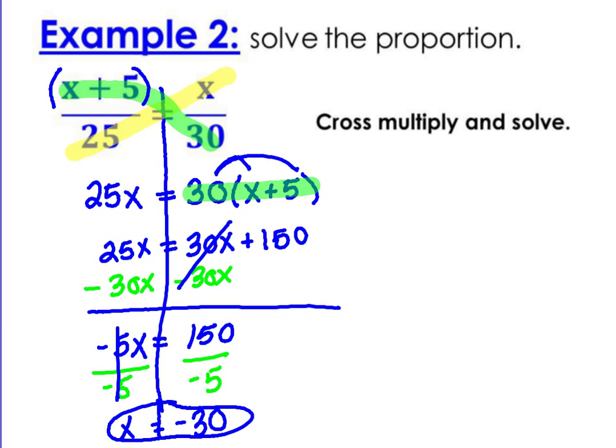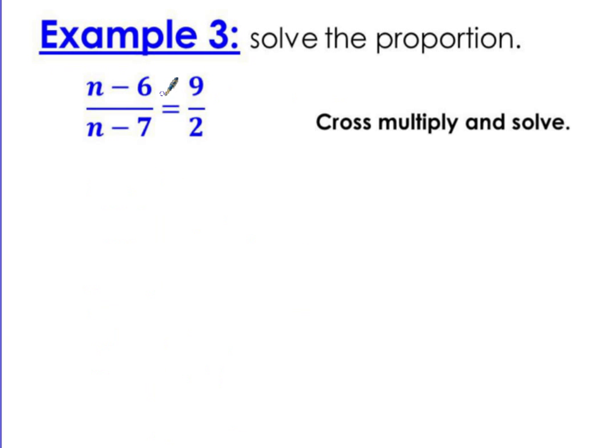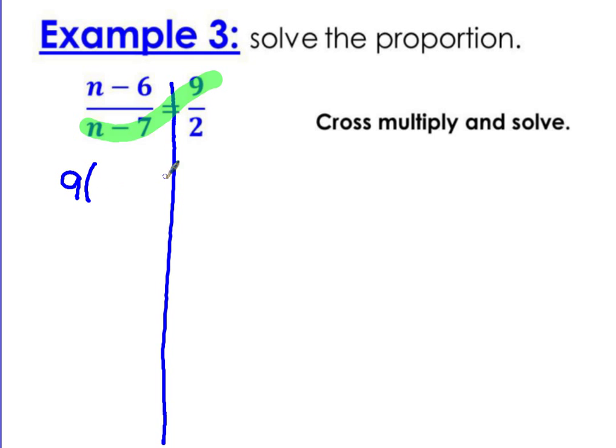Alright, last example. Again, we're just going to divide this all the way down. So I'm going to cross multiply 9 times n minus 7. So that would be times this whole thing, n minus 7. So I'm going to make sure that when I do n minus 7, I put it in parentheses. And we talked about that during order of operations, about how what's inside here needs to be in parentheses because this whole denominator is a group.